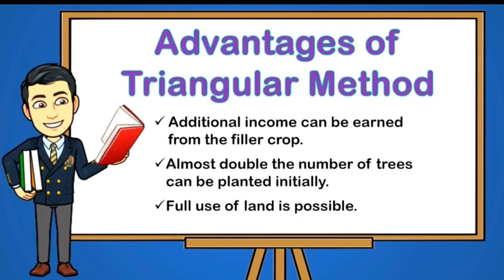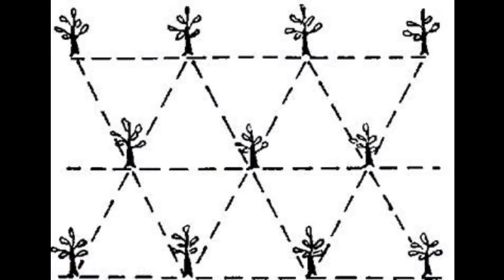Advantages of triangular method. Additional income can be earned from the filler crop. Almost double the number of trees can be planted initially. Full use of land is possible. Here's an example of triangular method.